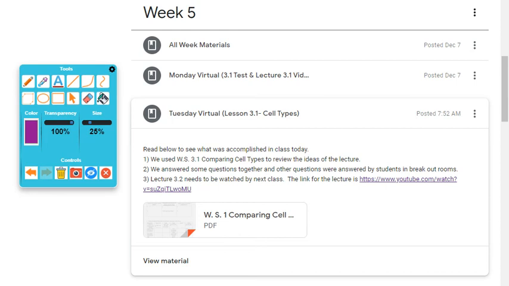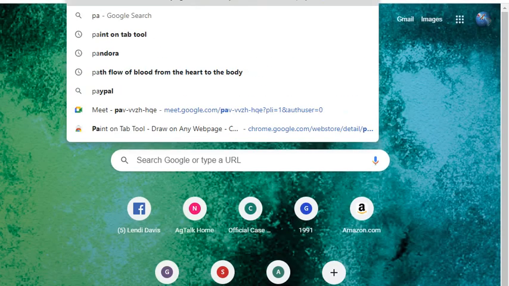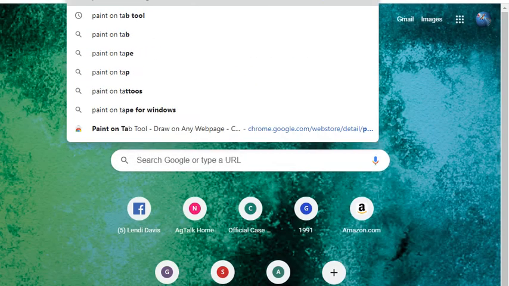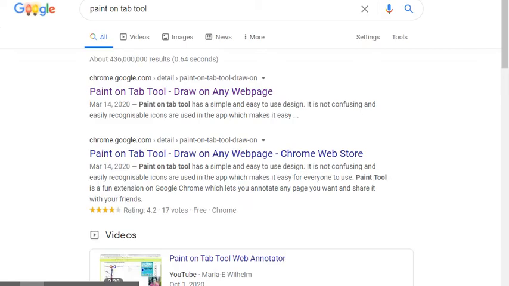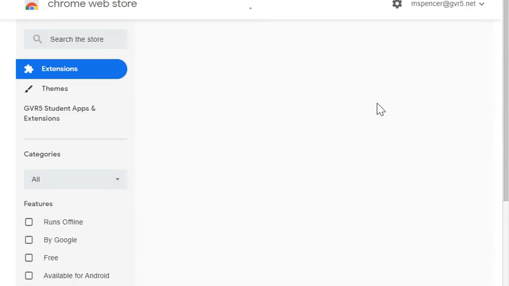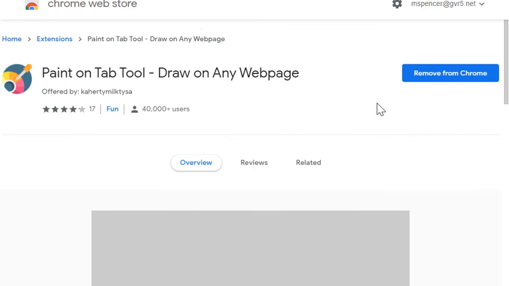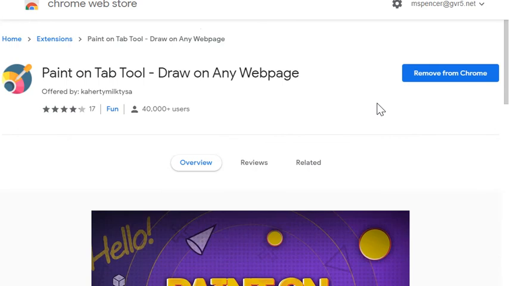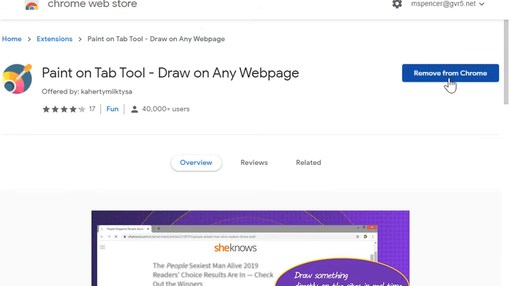Okay, well, let's get it real quick. If you would just open up a tab, we're just going to search Paint on Tab tool. And if you then click on the first thing that pops up after your search, do you guys have where you can add it?